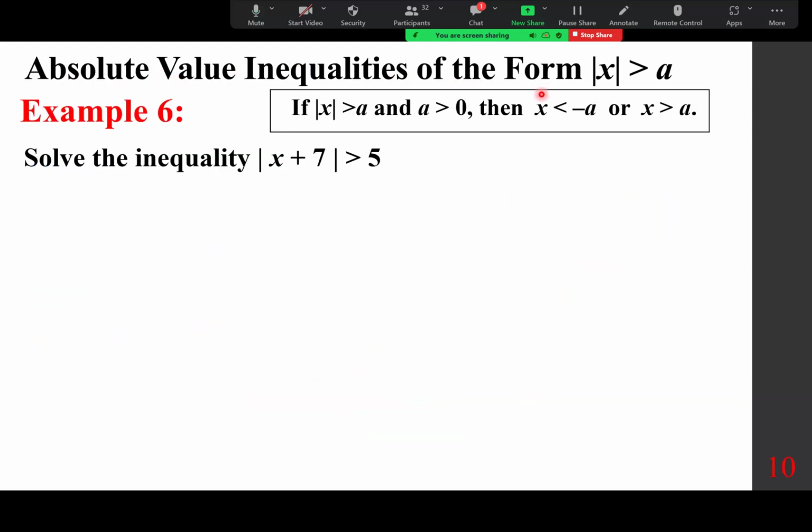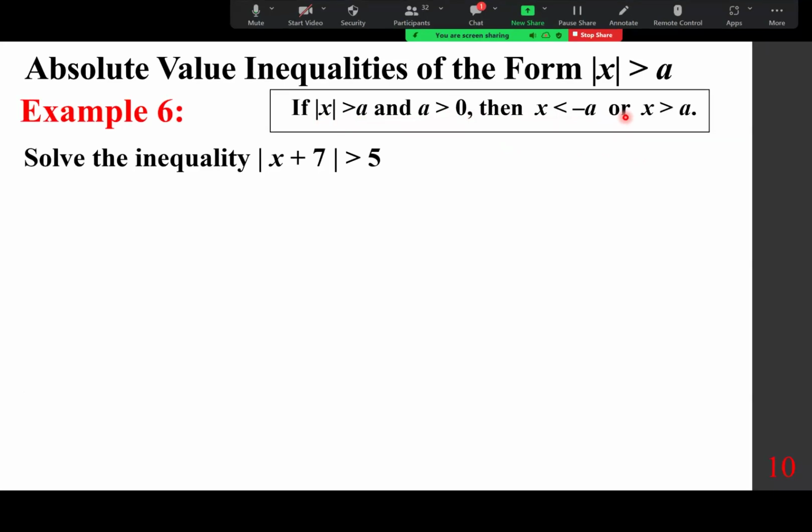Absolute value inequalities of the form absolute value of x larger than a, and I showed you with that example of absolute value of x equals a. If absolute value of x is larger than a and a is positive, then x is less than minus a or x is larger than a. We've gone over that with a simple example.